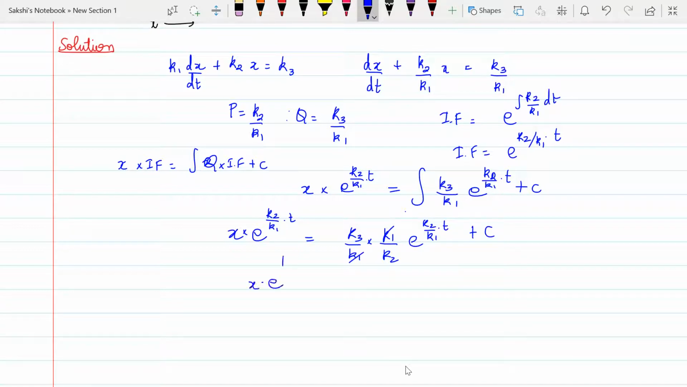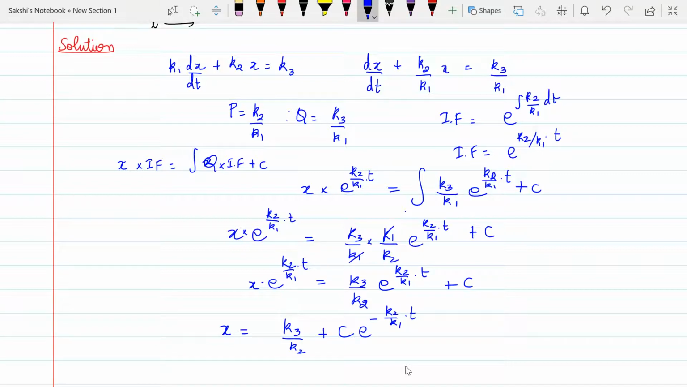So x e power k2 by k1 into t will be equal to k3 by k2 e power k2 by k1 into t plus c. Now I just need my solution in terms of x. So x should be on one side and all other terms should be on the other side. So I'm going to divide the whole RHS by this exponent term. So x will be equal to k3 by k2 plus c e power minus k2 by k1 into t.